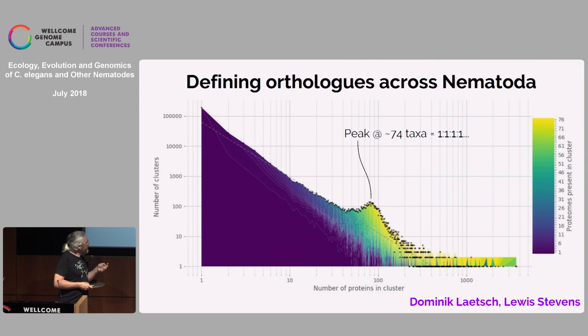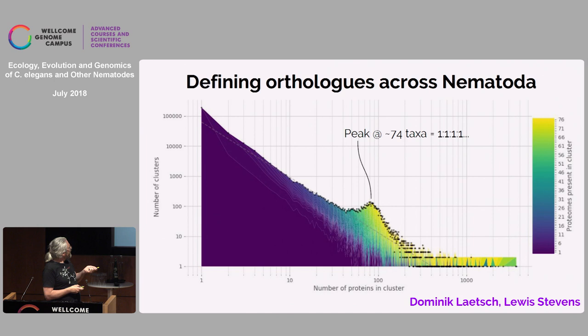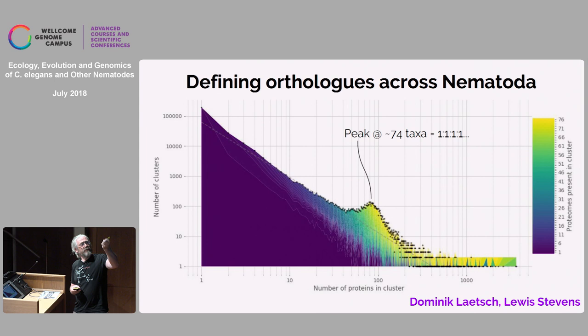If we look at the distribution of cluster size across this set of nearly 300,000 clusters, there are lots which have only one sequence in one species, so these are unique sequences. But if you look at the ones that have two sequences, there's about 20,000 of these clusters, then 3, 4, 5, 6. You see there's a nice power law here. This is a log scale for the number of proteins in cluster and the number of clusters. That's what you'd expect from a random stochastic process.